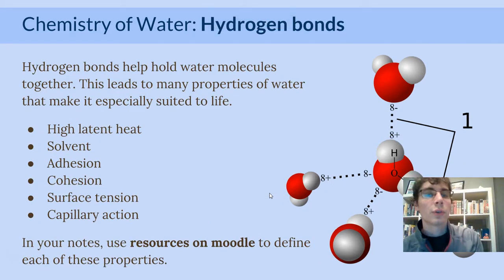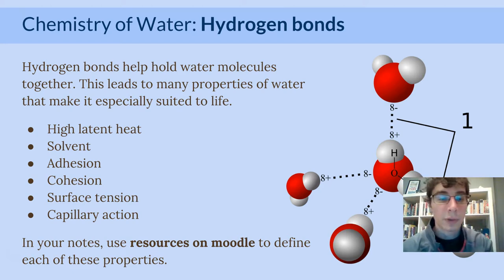So hydrogen bonds lead to lots of different properties in water. This lesson is about the different properties of water. And the biggest thing, or the simplest way to think of it, is it helps hold water together. So we have this property called high latent heat. It's also a solvent. It has the property of adhesion, cohesion, surface tension, capillary action. All of these things are related to what we just learned about today. So in your notes, you're going to write down each of these properties, and then you're going to use the resources that I posted on Moodle to define each one of them. And then tomorrow we'll do a lab exploring them in a little more detail.